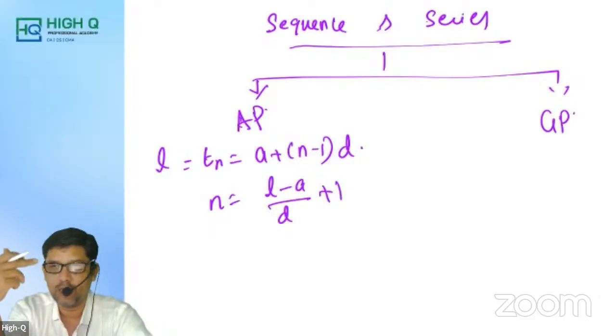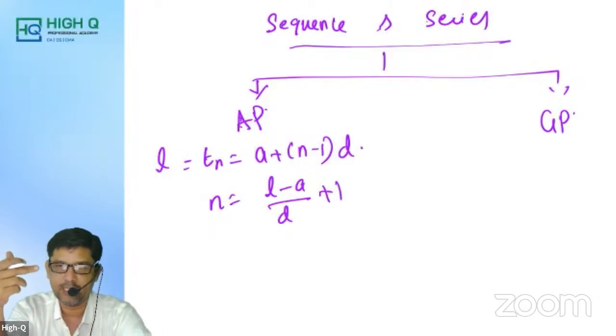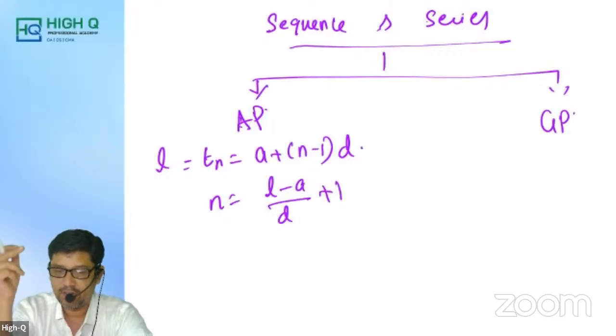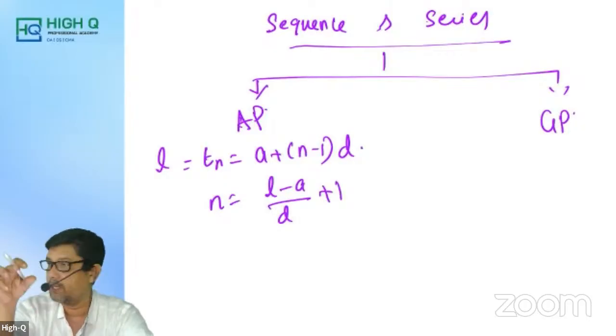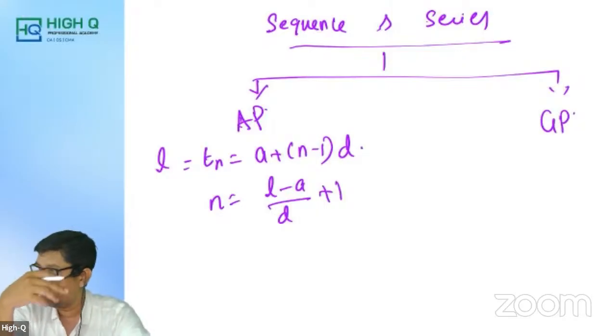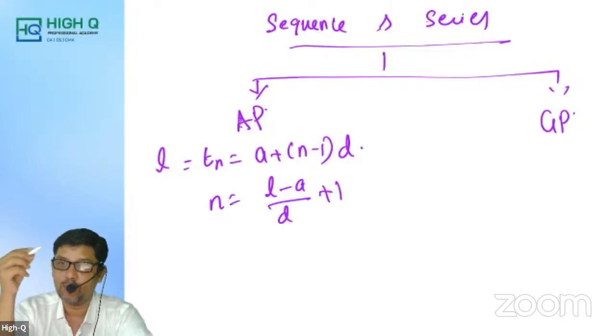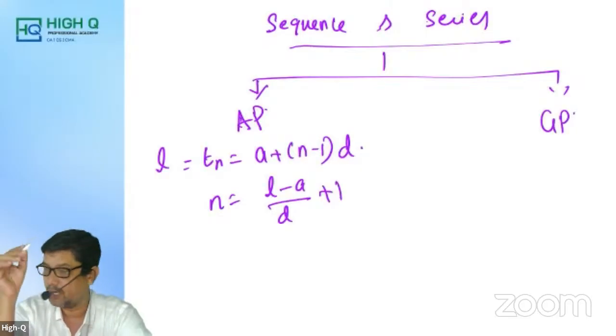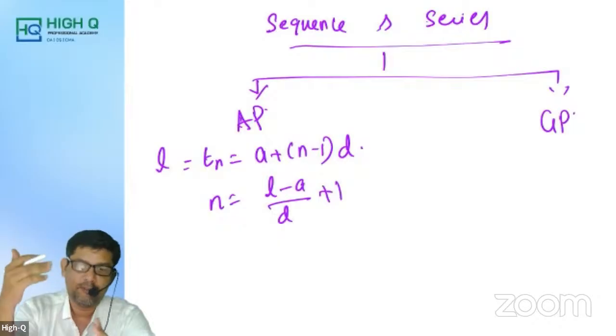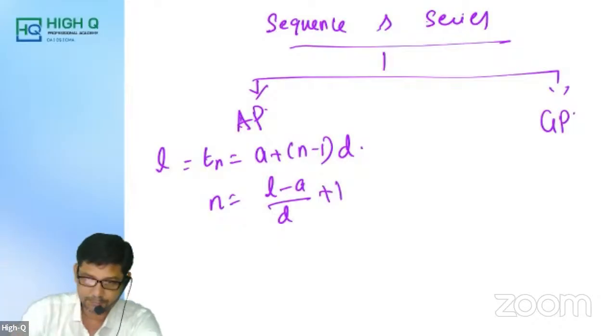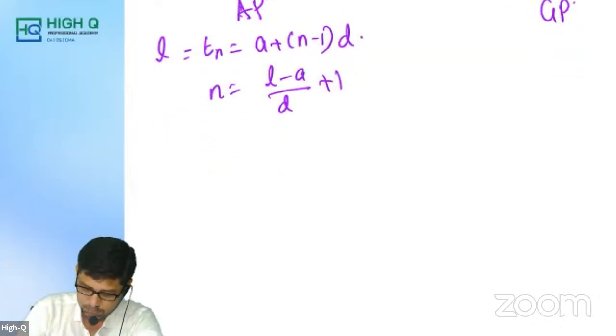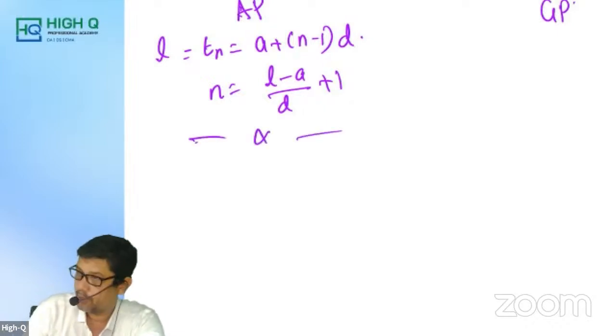First, I'm revising all the formulas. For your understanding, let me revise all the formulas. After revising all the formulas, I will tell you the tricks, that is, how to solve the questions without touching your pen, how to get the answers directly. But for that, let us understand the formulas. n is equal to (L minus a) by d plus 1. This is for sequence.